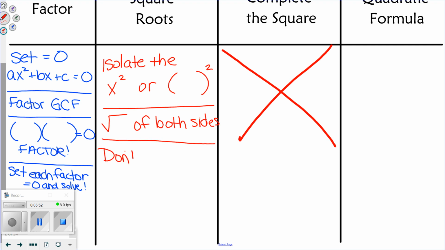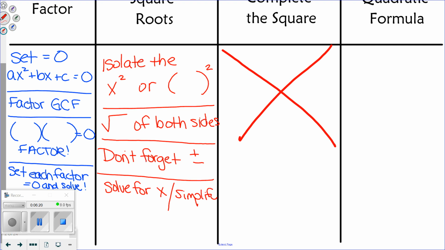This will make more sense in a minute, but don't forget the plus minus. We'll talk about that in just a moment. I would say more people miss points from that step right there because they forget that than anything else. All right, and then solve for x, simplify if necessary. Kind of depends on the problem.